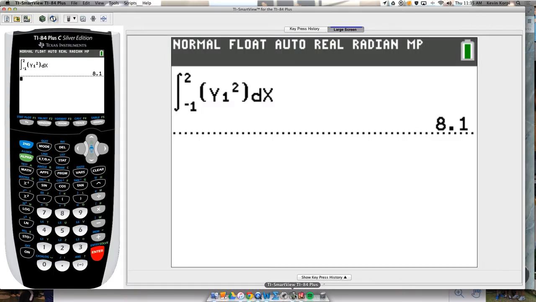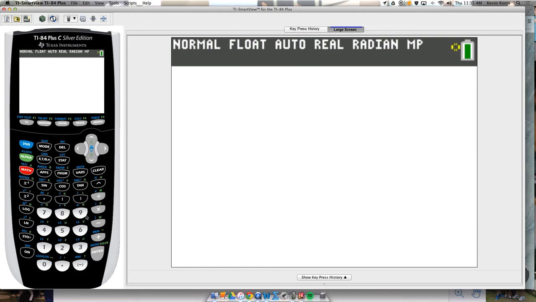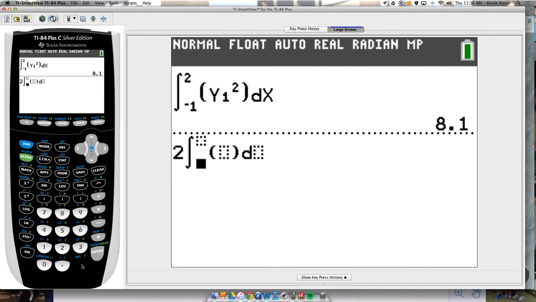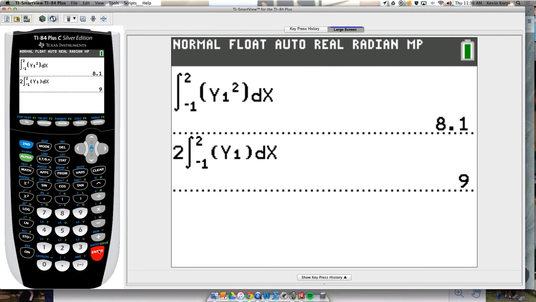Yes, you could bring the 2 out, and I'll go ahead and do that. 2, math 9, you don't necessarily have to do that, from -1 to 2, this time just S of x, alpha trace, enter. No squaring, because the 2 is one of the dimensions, dx, enter. And you get 9.